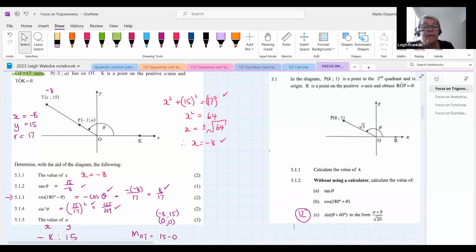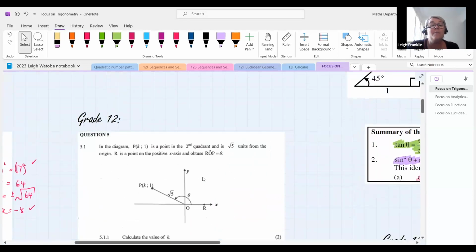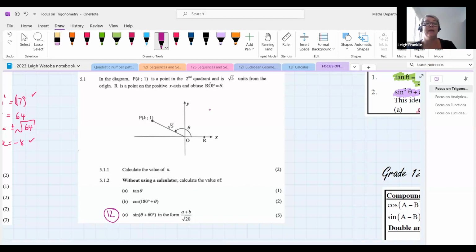So grade 11s, this is what you can expect next year. You can see they've given a question on Pythagoras in the Cartesian plane, tested a little bit of grade 11 work, and then gone straight into grade 12 work over here. Grade 12s, hopefully you got a chance to do this. Very similar question. You had to calculate the value of K. That's similar to what the grade 11s did, where you would have to do the theorem of Pythagoras. They've told you that OP is √5 units long. So the matrics hopefully would have done the theorem of Pythagoras as well.